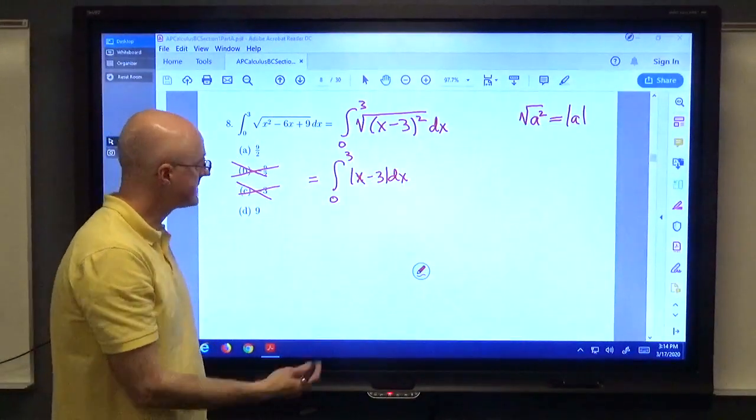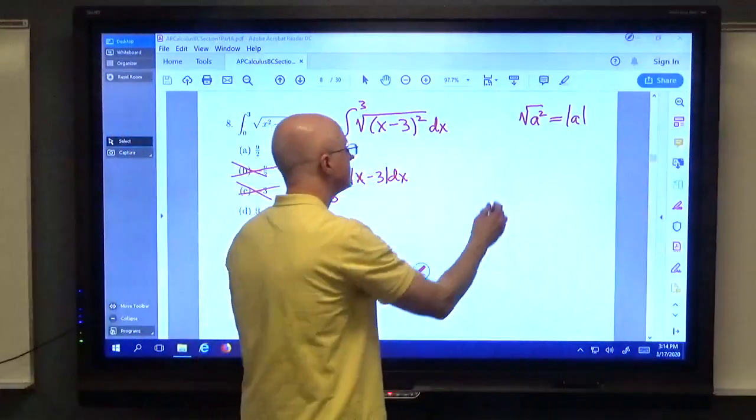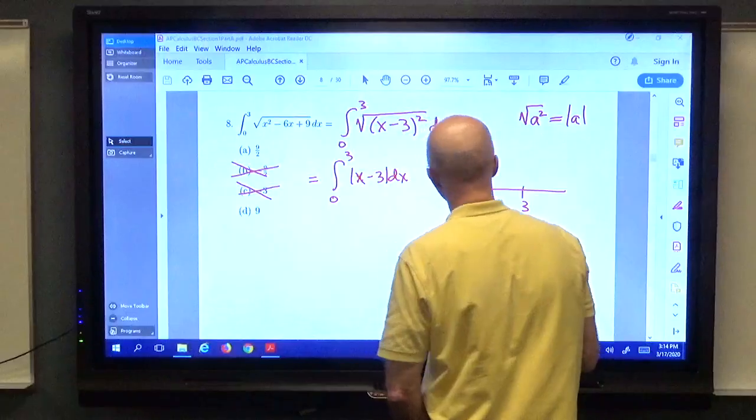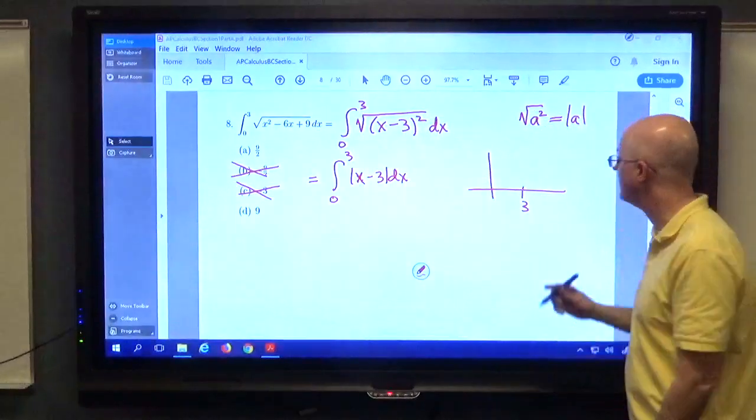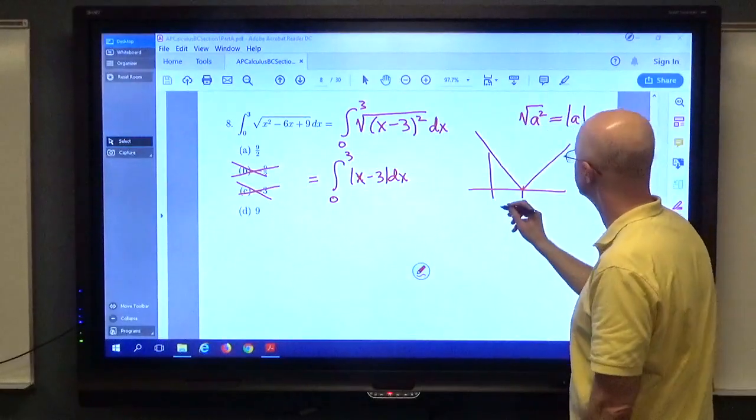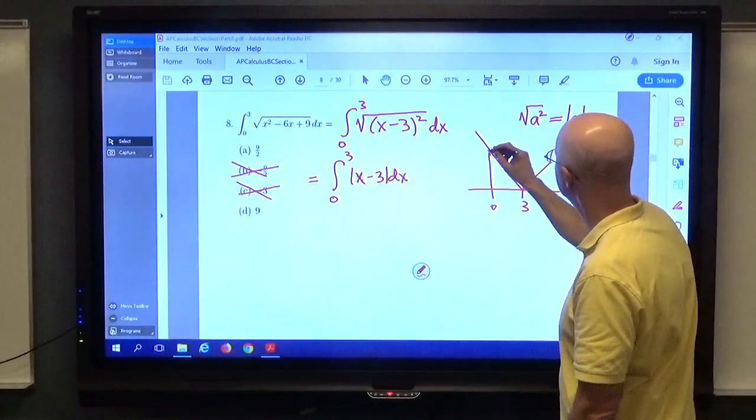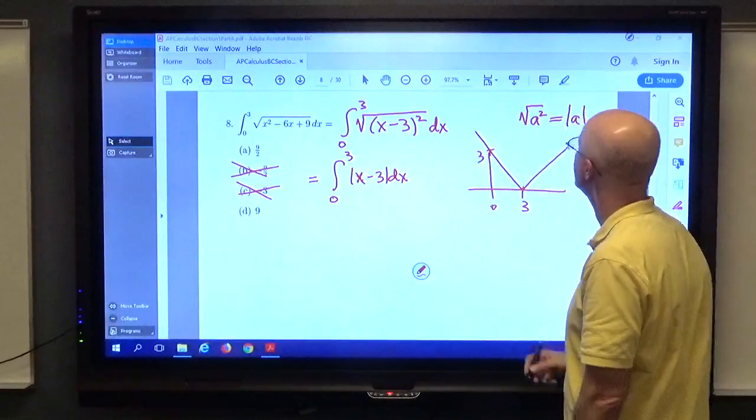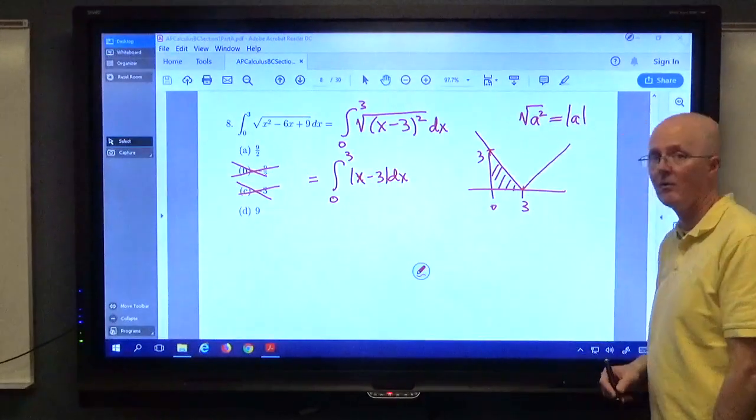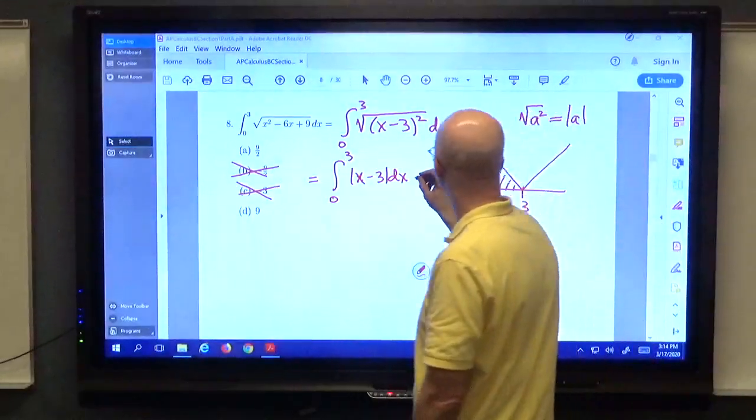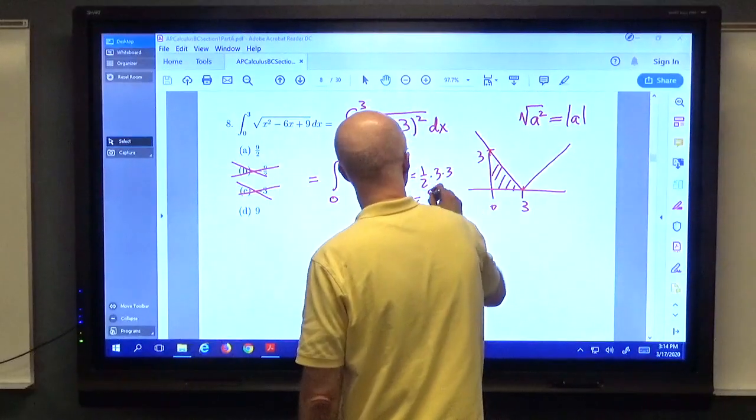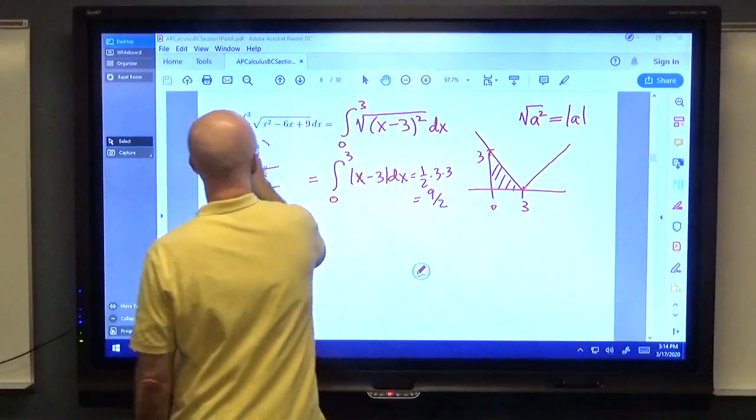Now you could do this integral by drawing the graph of this absolute value of x minus 3. It's the absolute value function shifted to the right by 3. We're integrating from 0 to 3, and the value here would be 3. The answer is the area of this triangle. 1/2 base times height is 1/2 times 3 times 3, which is 9/2. 9/2 is the answer.